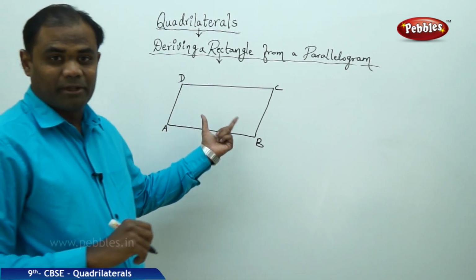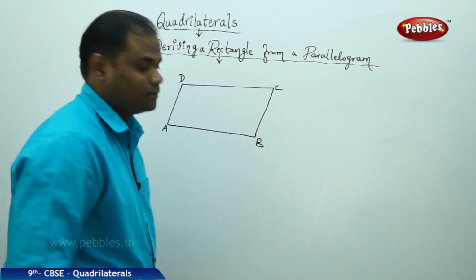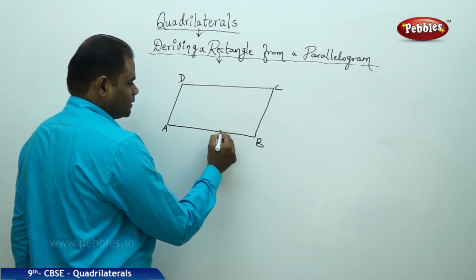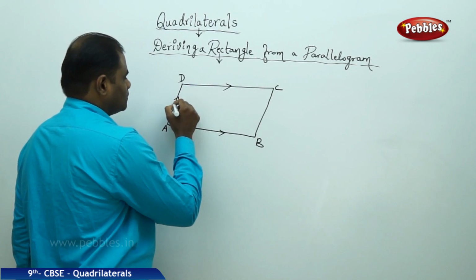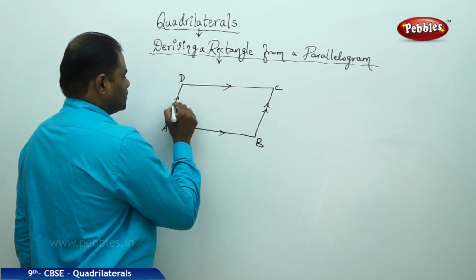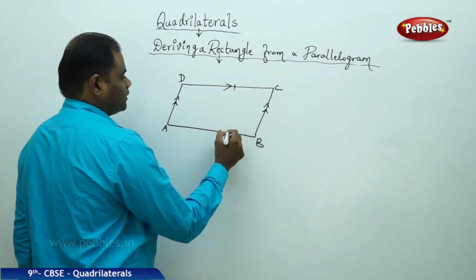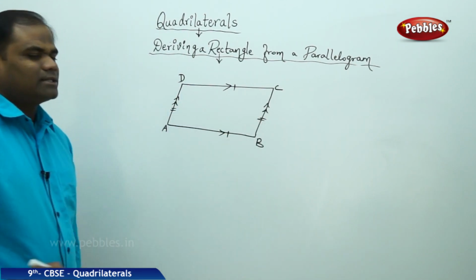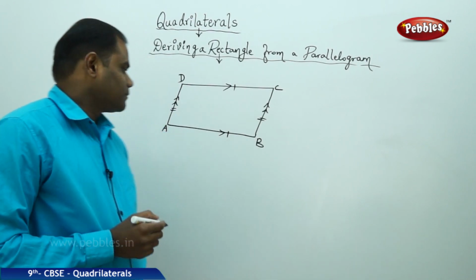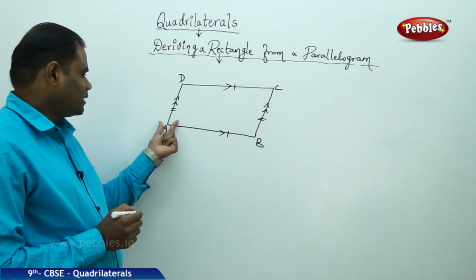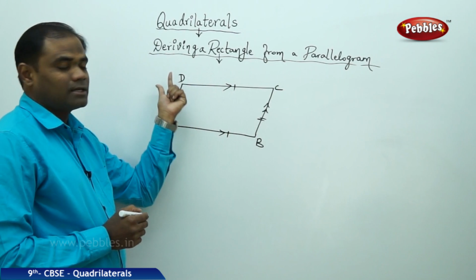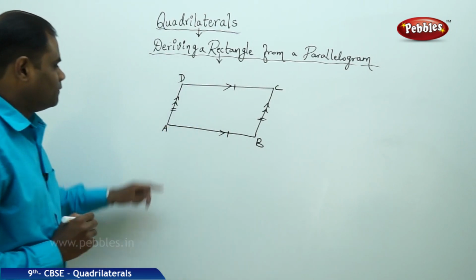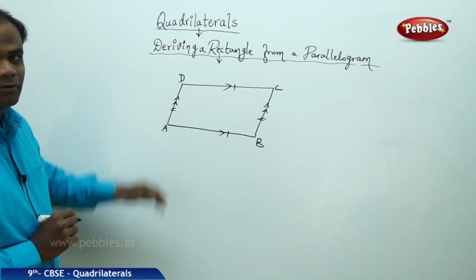Of course, the pair of sides being parallel and equal. Now, the two sides are parallel and opposite sides are equal. Now let's see how a rectangle is derived. Now as I have four angles, angle A, angle B, angle C and angle D, here I would like to draw a bisector for each angle.